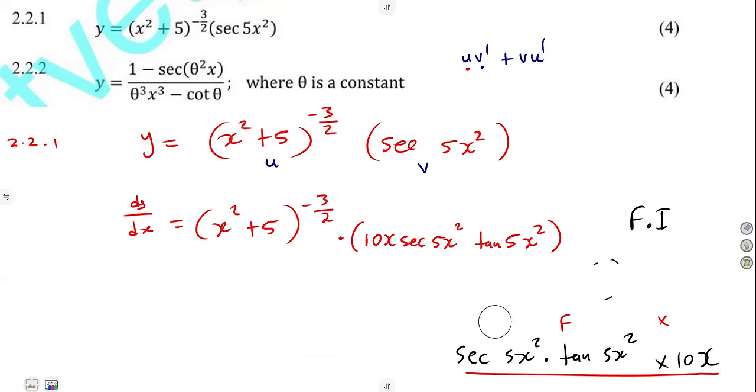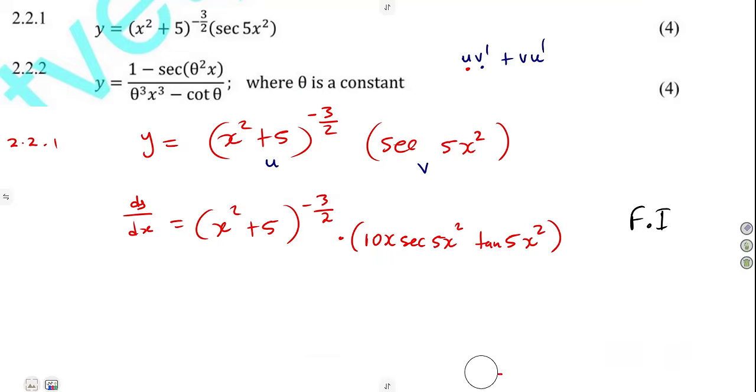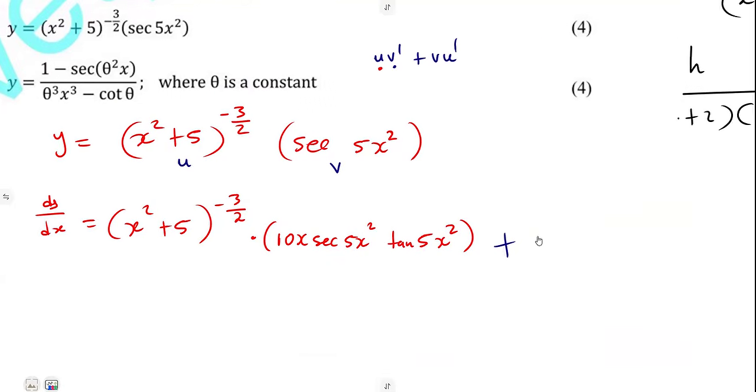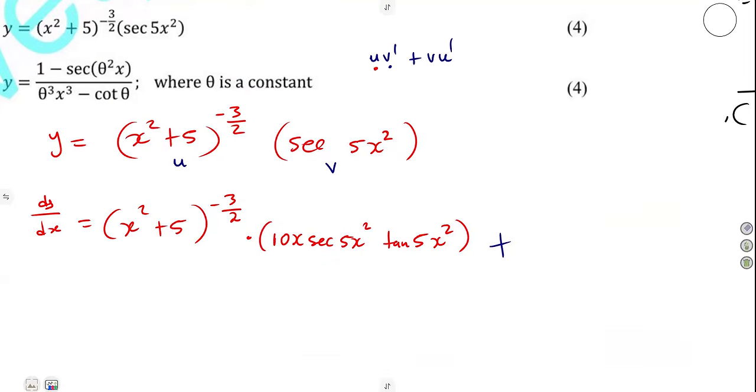So we have differentiated v. This is the derivative of v. Then we move on, plus v. Our v is this part as it is. So that's our v, just take it as it is, the sec of 5x squared, times the derivative of u. I mean, u is this one, so we need its derivative.